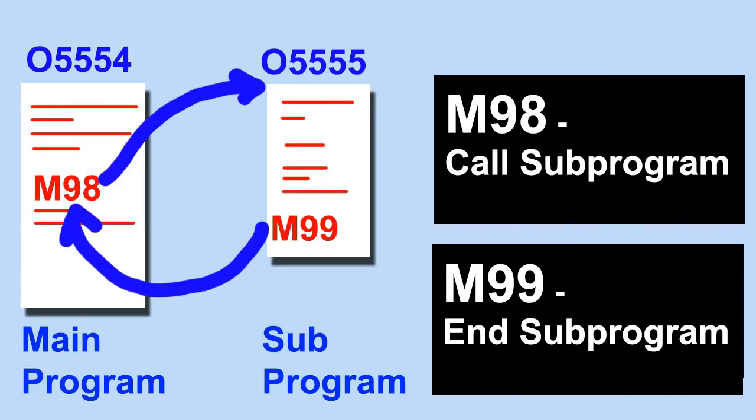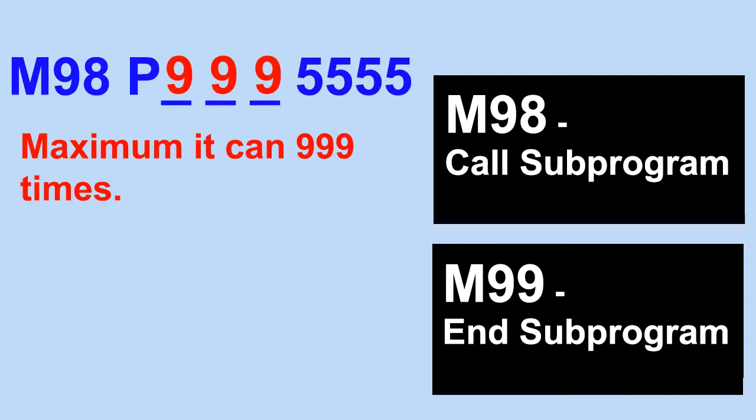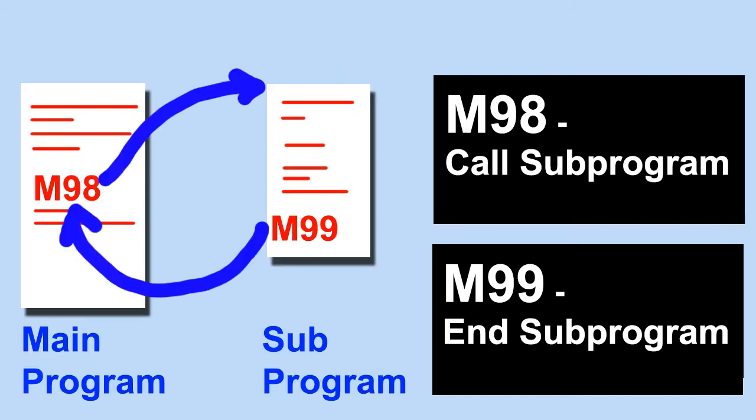Note that the maximum number of repetitions of a subprogram is 999, that is 3 digits. Example: M98 999 5555. This will repeat this program 999 times. With M98, we have to use M99 at the end of the subprogram because it will tell the machine that the subprogram has ended here and it will return back to the main program. And this calling of the subprogram with M98 and jumping back to the main program with M99 will keep on repeating the number of times we have specified with the P code.